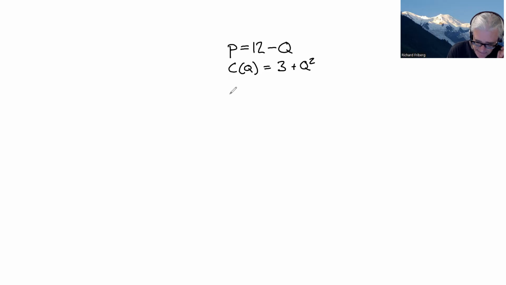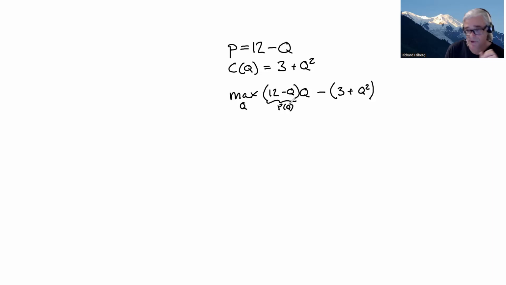Well, we're using some calculus here. So we're saying the firm wants to maximize profits. So it's choosing quantity to maximize profits. What are profits? Well, it's price times quantity. What's price? Well, in this case, we know that price depends on quantity. So 12 minus Q, that's P of Q, that's price, times the quantity. So this is revenue, minus the cost, 3 plus Q squared. So the firm maximizes profits, wants to choose quantity so as to maximize this expression.